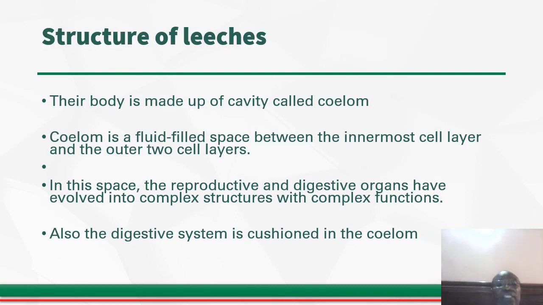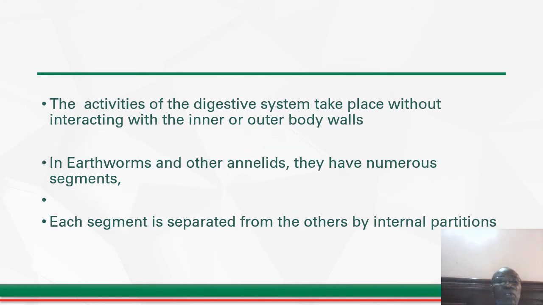Then the structure of leeches. Their body is made up of a cavity called the coelom. The coelom is a fluid-filled space between the innermost cell layer and the outer two cell layers of the leeches. In this space, the reproductive and digestive organs have evolved into complex structures with complex functions. The digestive system is cushioned in the coelom, that is, the space between the body tissues. The activities of the digestive system take place without interacting with the inner or outer body walls.